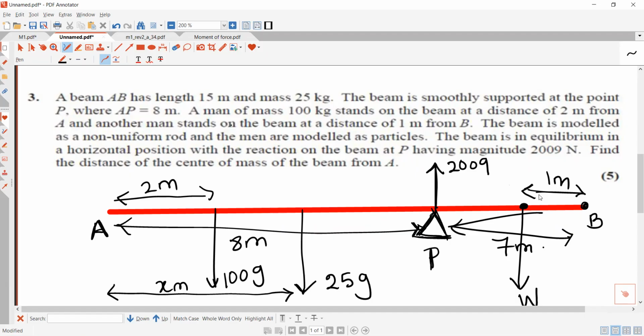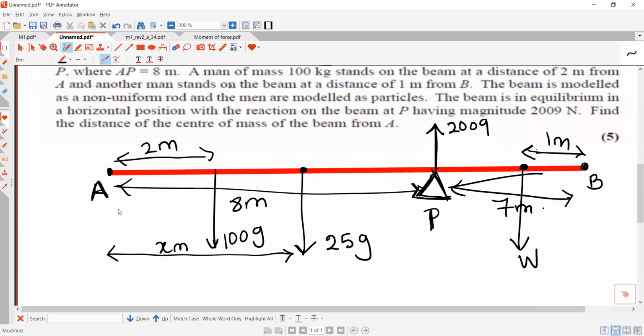There is a man standing over there, 1 meter from B. What is the weight of the man? Has not been given to us. They want to know where the center of the beam is, basically. So at the center of the beam, what is going to act? The weight of the beam. What is the weight of the beam? 25 G. So definitely I will take this as the pivot, right?